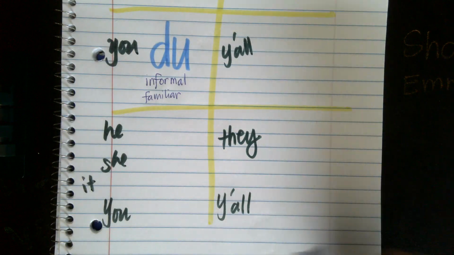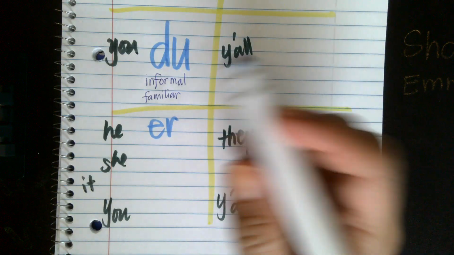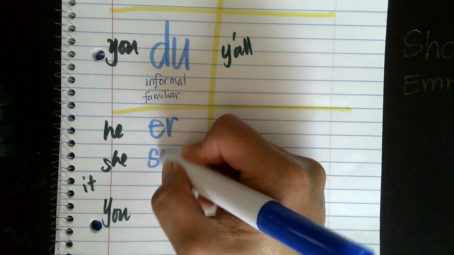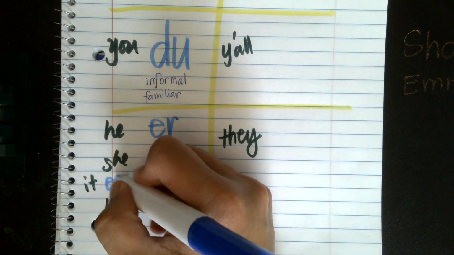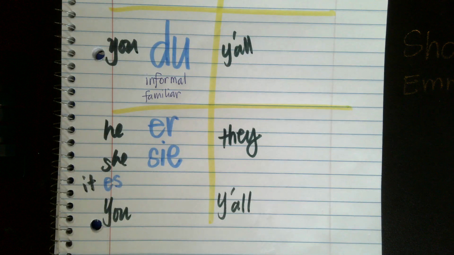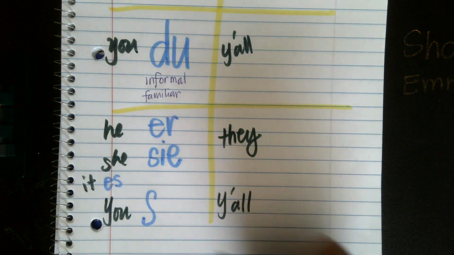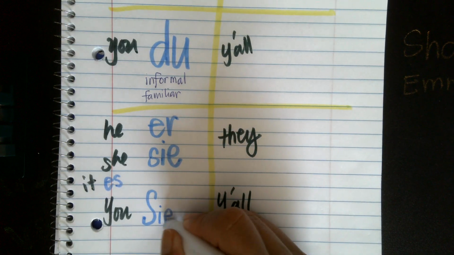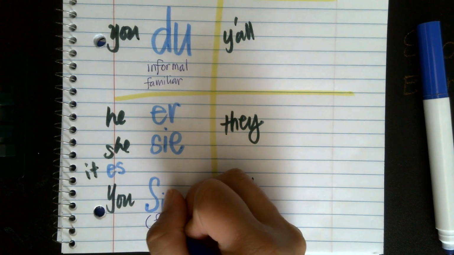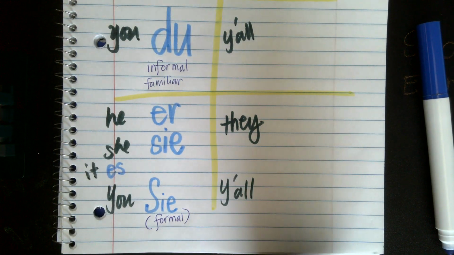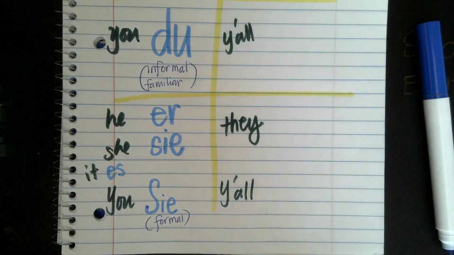The next one that we have is the word he in German. It's going to be er. She in German, it's sie. There's an it right there, but we're not really going to pay close attention to that one. But the word is es. And lastly, for the word you, we're going to capitalize that S, I, and then E. And then at the very bottom over here, I'm going to go ahead and put down that it is formal you. And we'll talk a little bit more about what that formal versus informal means.